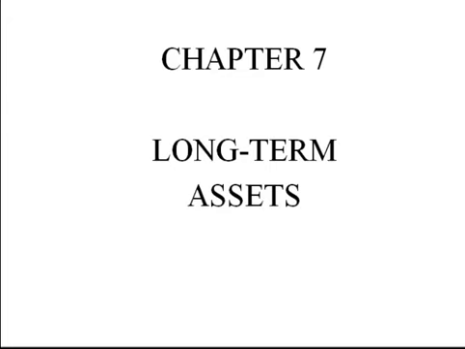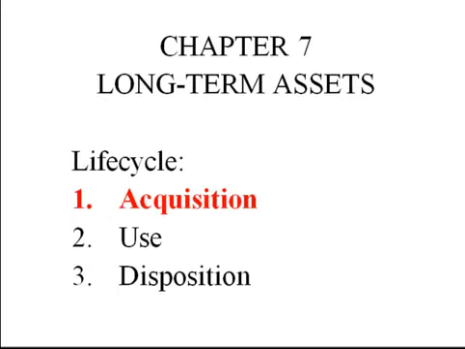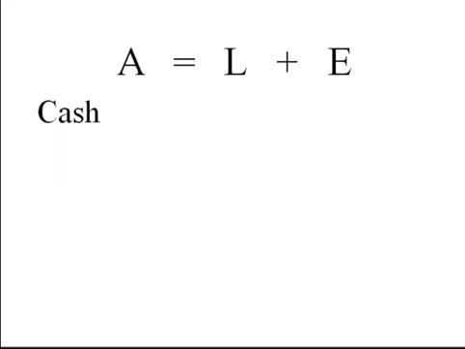In Chapter 7, we're going to study long-term assets. We will do so according to the life cycle of an asset. We begin with the acquisition. In Part 2, we will study the use of the asset. And finally, in Part 3, conclude with the disposition.